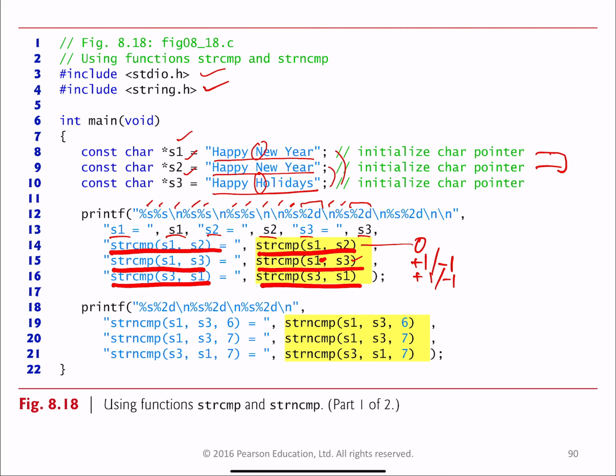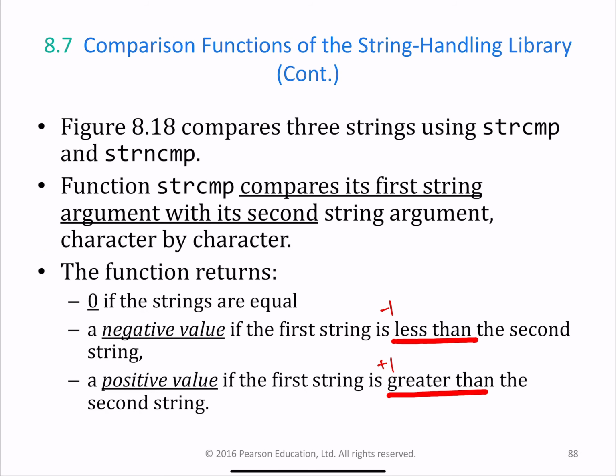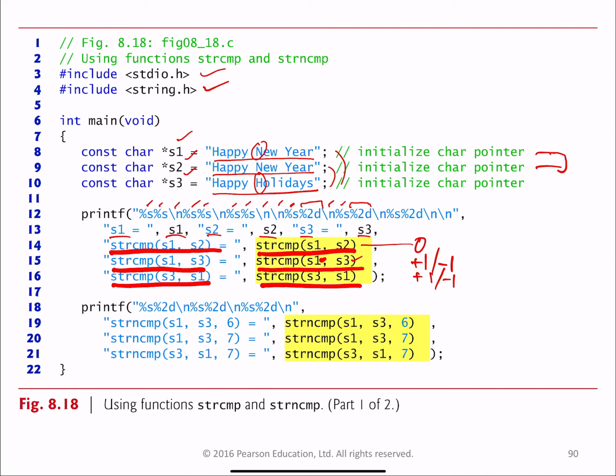So we expect to see, according to this, a +1 because the first string seems to have a greater value. So this one should return a +1, which means the other one, in which we change the order of comparison, the order of the arguments, that one should return a -1.